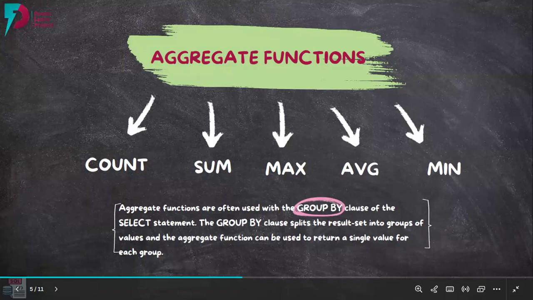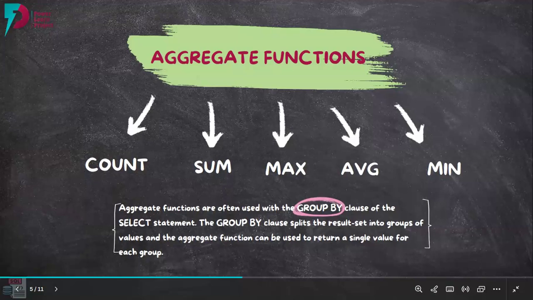So what is min? Write this down. Min returns the smallest value within a selected column. And max, as the name goes, returns the largest value within a selected column. It's just the opposite of min. You want to get the minimum value, then the maximum, the largest value within a column. Count returns the number of rows in a given set.